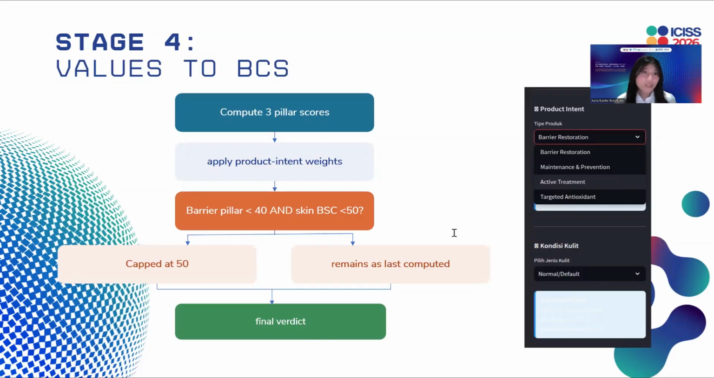So if the skin's barrier health is already poor, the system forcibly caps the entire score at 50, no matter how good the rest of the formulation looks. By that same logic, the system also applies a heavy penalty to any exfoliants detected on an already compromised skin profile. Now I'll hand it over to my colleague to discuss the result of our findings.